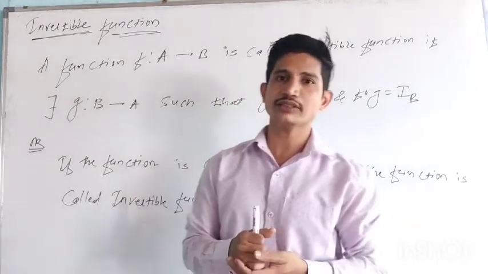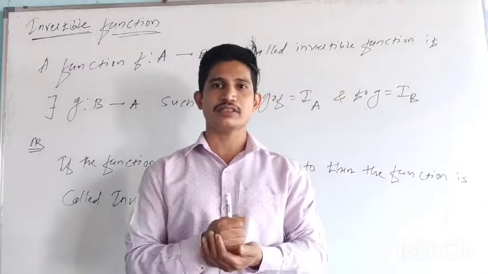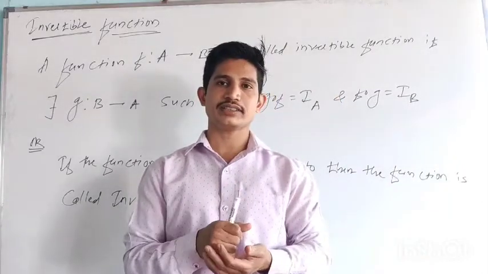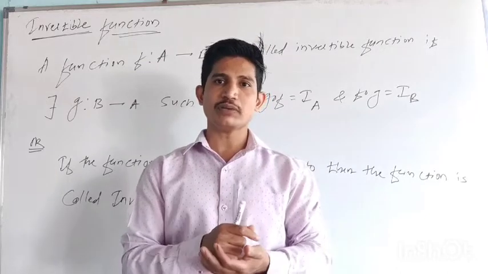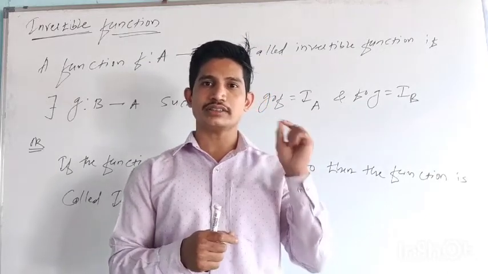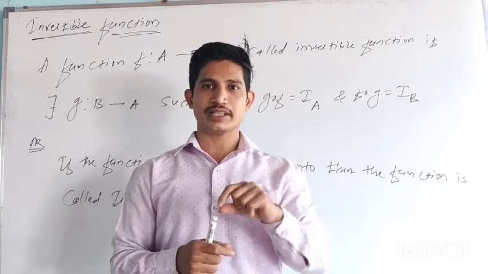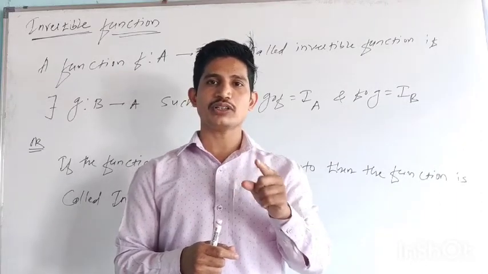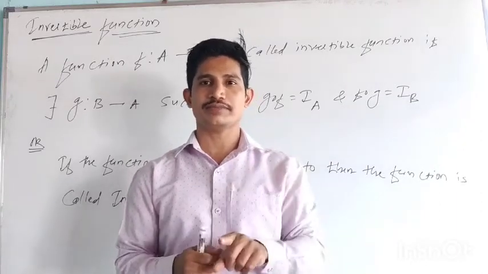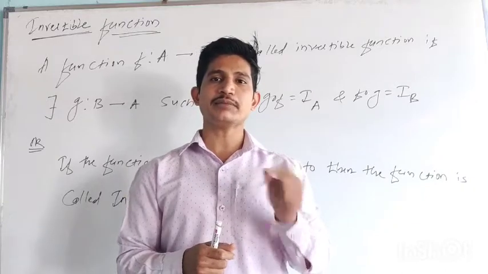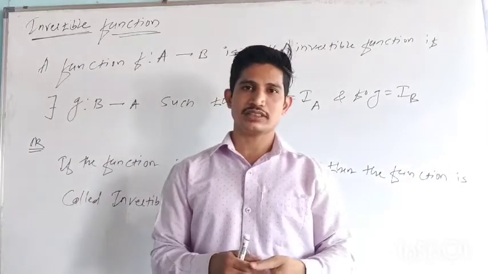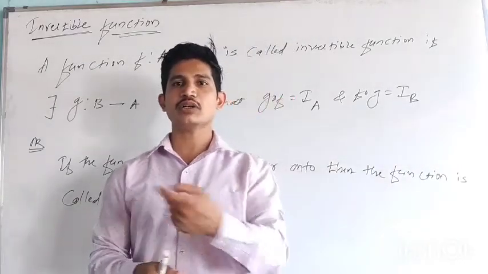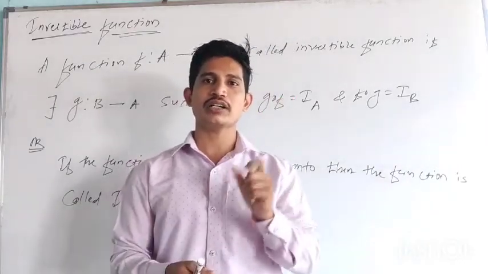The function f is called invertible if there exists one more function g from B to A, such that g composition f is the identity of set A and f composition g is the identity of set B. Identity means: if there is an x value, there should be x as the answer; if there is a y value, there should be y as the answer. Then they are called identity functions.